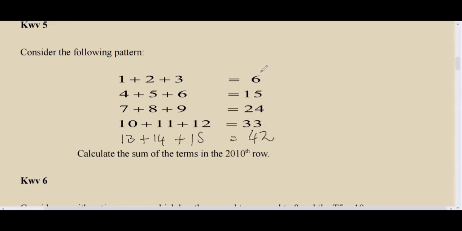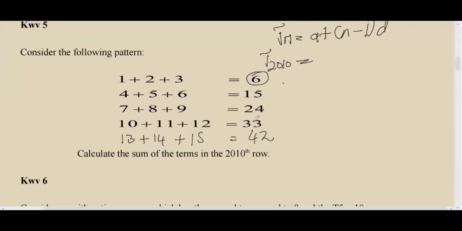So we can see that the values that we get here represent the sum of each row. So this is the sum of the first row, the second row, the third row, the fourth, and the fifth. Now they want us to calculate the sum of the terms in the 2010th row, right? To calculate that, this is how we're going to approach it. We're going to use Tn equals a plus (n minus 1)d, right? So to look for the term in 2010, we're just going to say T2010.